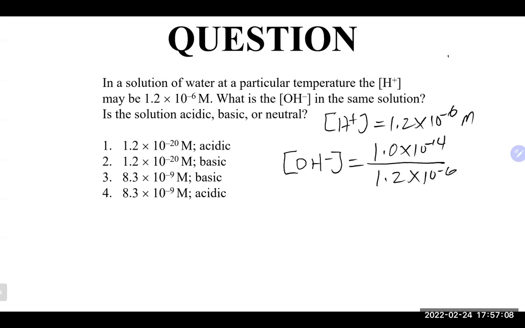Now, in this particular problem, it really didn't mention anything about temperature. So in that situation, it's safe to assume it's 25 degrees, and 1 times 10 to the minus 14 is really the correct value to use. When we do that, you end up with 8.3 times 10 to the minus 9 molar, or on your calculator, like most calculators, 8 zeros.